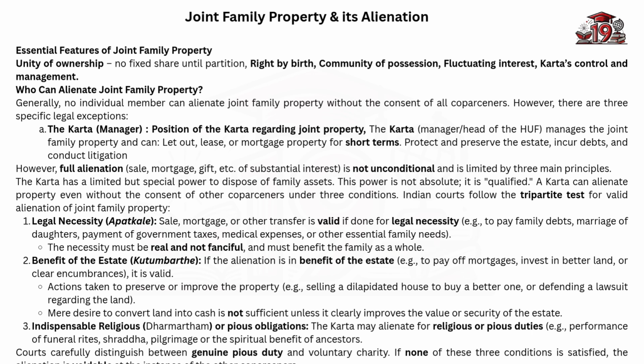Essential features of joint family property. Unity of ownership, no fixed share until partition. Right by birth. Community of possession. Fluctuating interest. Karta's control and management. Who can alienate joint family property? Generally, no individual member can alienate joint family property without the consent of all coparceners. However, there are three specific legal exceptions.